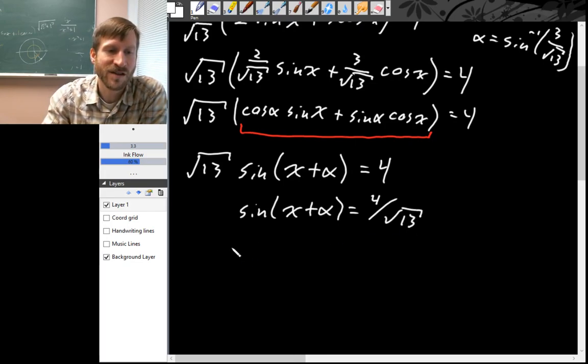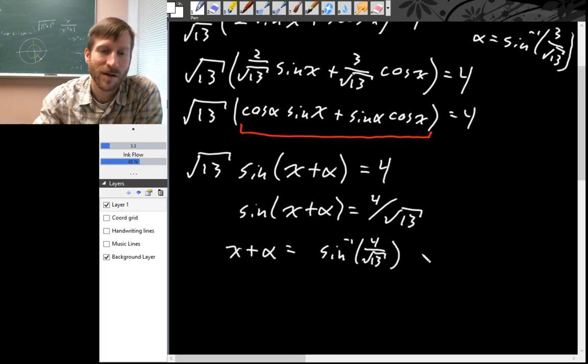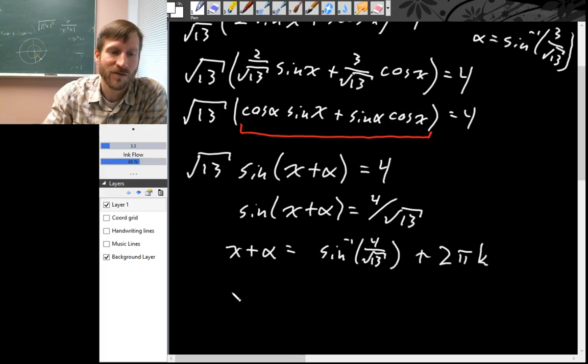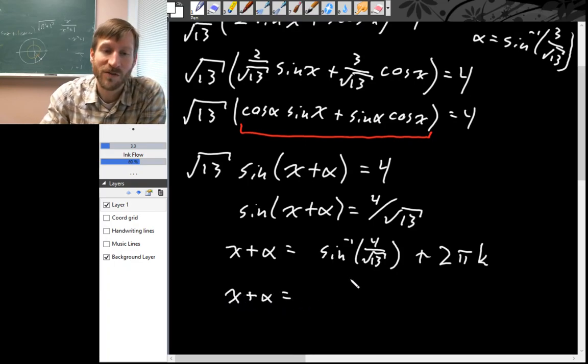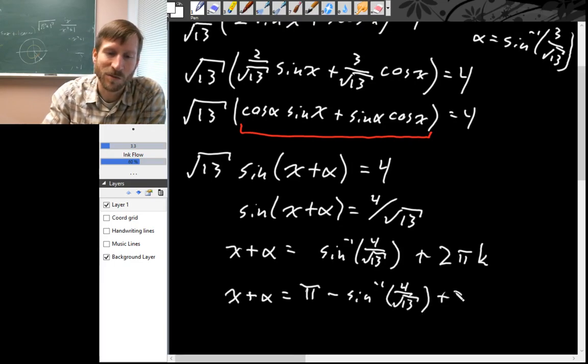And then take inverse sines. So x plus alpha equals inverse sine of 4 over root 13. And don't forget to add your 2 pi k. And then for our symmetric solutions, we get x plus alpha equals, remember for sine, the symmetric solution is pi minus the principal solution, so pi minus inverse sine of 4 over root 13 plus 2 pi k.